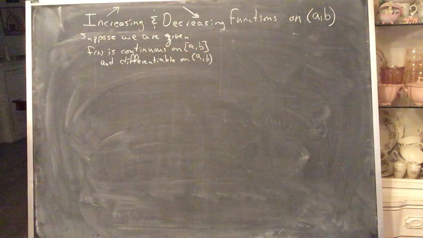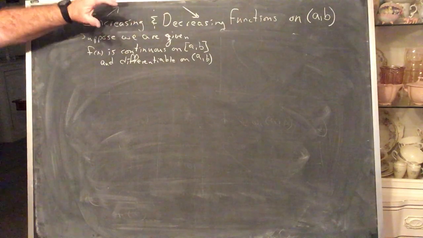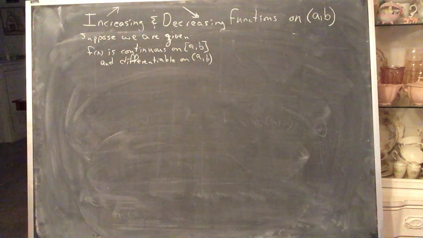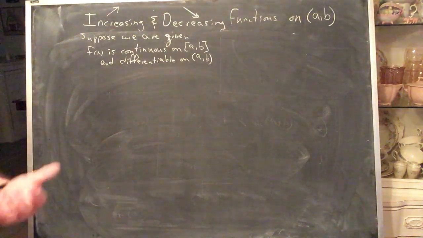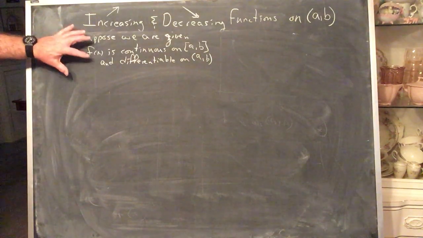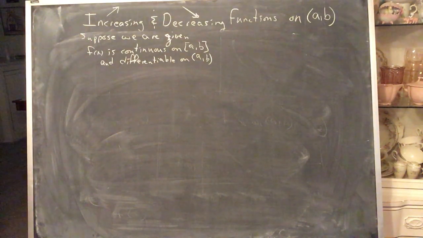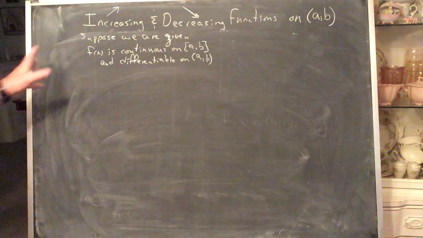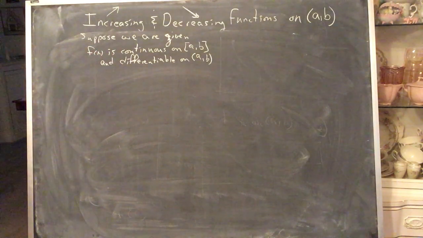Now this should be familiar to us. This means that there's no holes, no jumps, no vertical asymptotes. Differentiable means there are no cusps. So this is a smooth curve. This is the same hypothesis we talked about in the earlier video, talking about the mean value theorem. So f is continuous on the closed interval, differentiable on the open interval. Differentiable means the derivative exists everywhere. If we're given any value in the interval, then we know the derivative actually exists there.